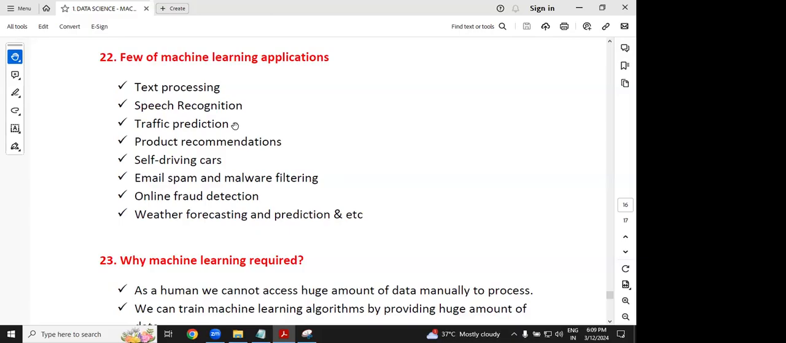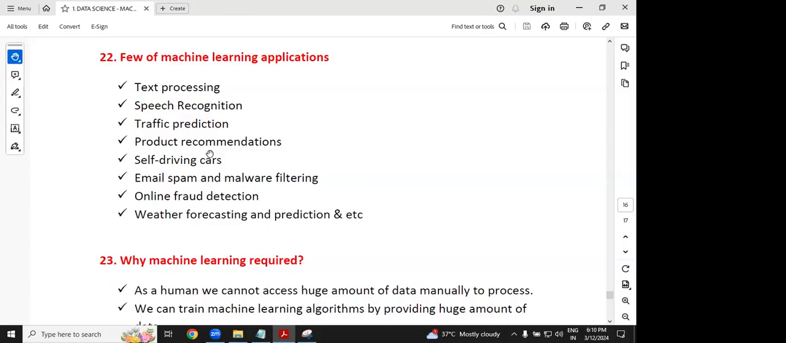Which one is the shortest path actually? Backend is the algorithm. That is called traffic prediction. It will do it automatically, like which area has more traffic.